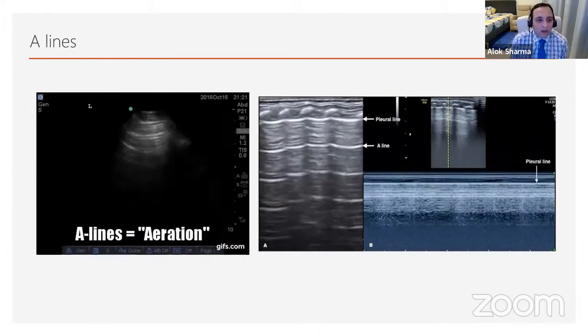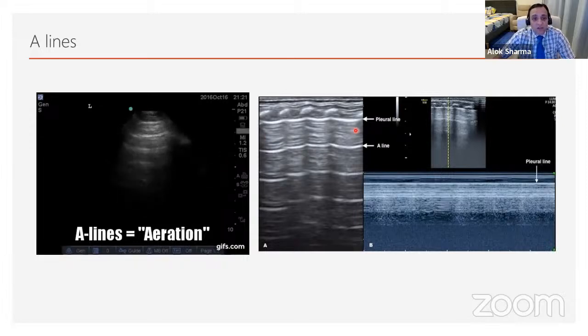Now, again, just another example of pleural sliding with an A profile. And classically, when you have pleural sliding with an A profile, what you can see is a dominant profile, which indicates that this lung is well aerated.